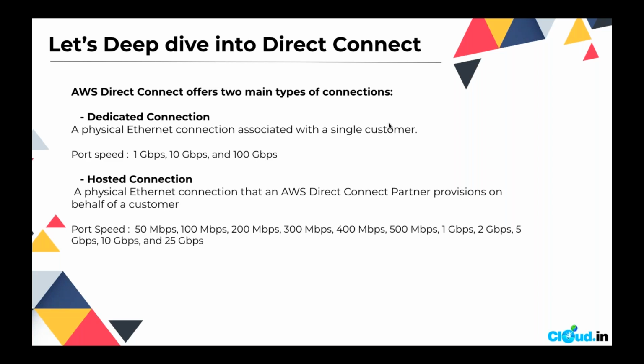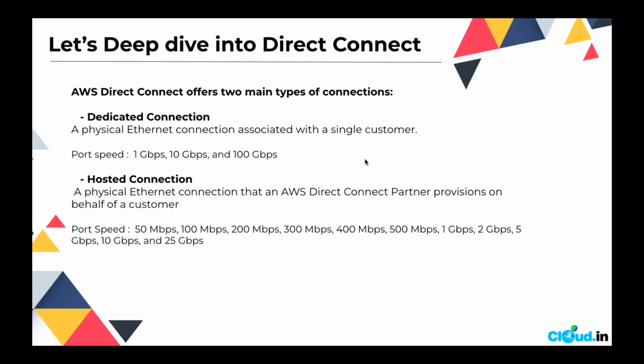And another point that should be kept in mind is that you cannot change the port speed after you create the connection request. So if you want to change the port speed, for example, from 10 Gbps moving to 50 Gbps, you'll have to create a new connection, because that specific connection is built on the port speed that you have selected previously. So to increase it, you'll have to create another connection altogether.